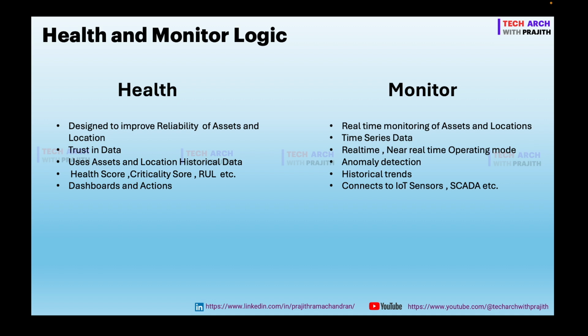Monitor connects to IoT sensors, SCADA and any other compatible systems. It can also look into the historian to see the historical trend. There is a lot of data integration that you can do with monitor. You can also integrate monitor with manage, and there are more new capabilities coming into both of these applications.